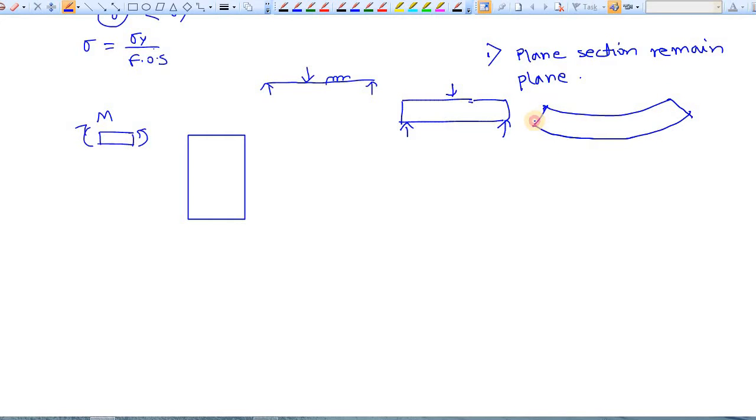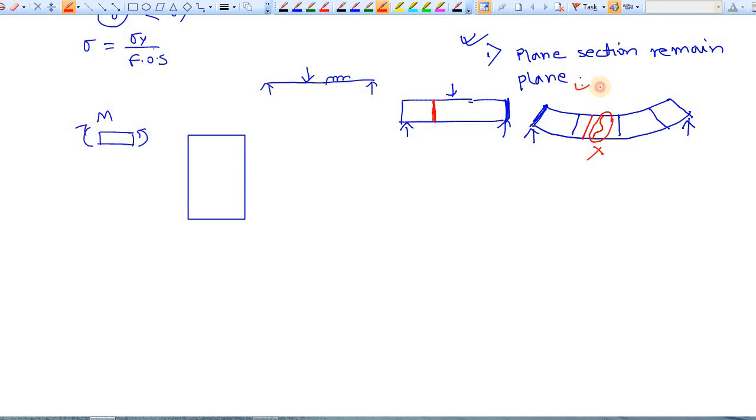Okay, plane sections remain plane means this face, which is plane, remains plane everywhere. This is maintained, and practically this is also true. That means this assumption has been made based on numerous practical experiments. Simply, before application of load, you make some marking with chalk at the face of your beam, that is a straight line, and after bending we will observe that the chalk line is like this, it is not like this. This is not the picture. So this is the meaning of plane sections remain plane.